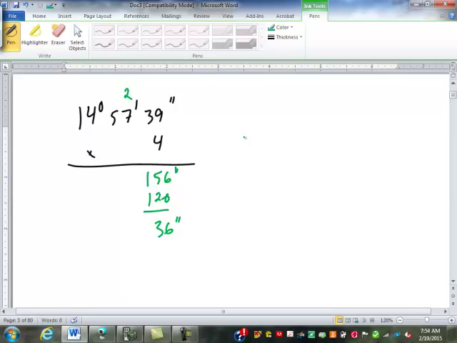57 times 4, which is 228. Plus 2 is 230. How many degrees can we get out of that? 3. So that'd be 180. Carry the 3. We're left with 50. And then 4 times 14 is 56. Plus 3 is 59.